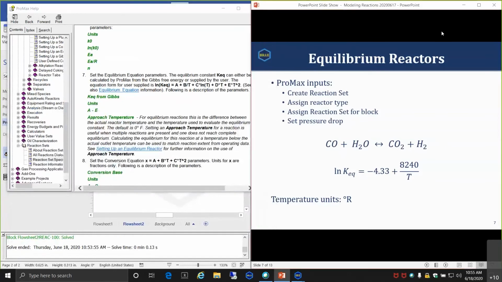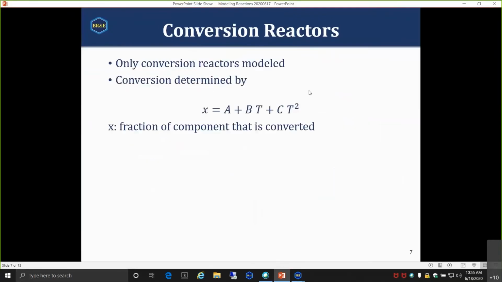Our next reactor is going to be a conversion reactor. The conversion reactor is very, very basic. It's going to say what fraction of the component you're interested in is converted. It is a forward-only looking system. You can only look at how much of a reactant is converted, and so it's basically just going to look at a forward reaction only.